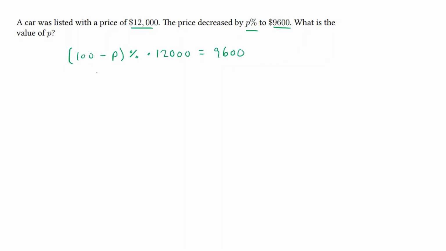Don't forget that percent means per 100. So we have 100 minus p per 100. If we divide both sides by 12,000, we get 9,600 divided by 12,000, which is 0.8. Multiplying both sides by 100 yields 100 minus p is equal to 80. Thus, p is 20, and the price decreased by 20%.